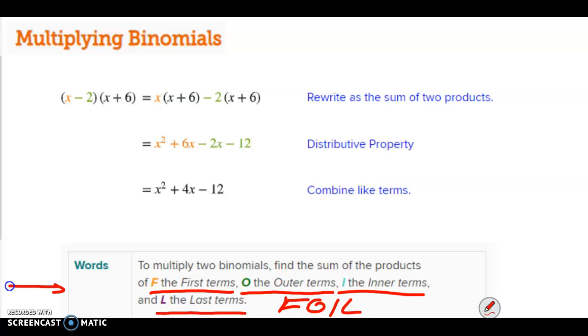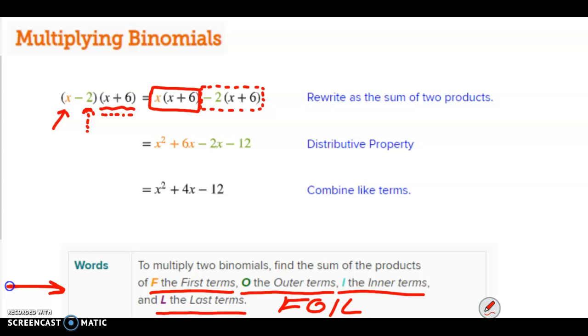As you can see up here in orange, we first have the x being multiplied by the entire second binomial, and then we have the -2 being multiplied by the entire second binomial. So really it's just the distributive property happening twice, but this FOIL explanation kind of has us keep a specific order to it so that we maintain that same process over and over.